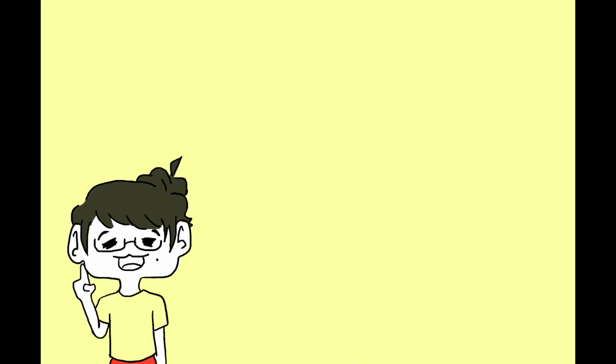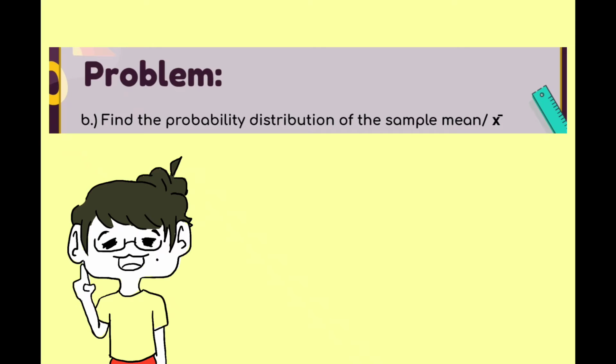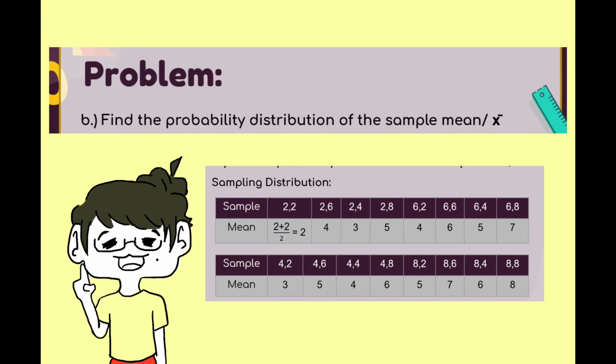Now we're done with letter A, so let's answer letter B. Here we have to find the probability distribution. But before we do that, we have to fill out the sampling distribution. This is what the sampling distribution would look like. The samples are filled out by all the possible sample sizes of 2. There are 16 samples in total. The mean below is solved by adding 2 sample size and divided by 2. Like this. We have 2 and 2 as our first sample, so we add 2 and 2 and divide it by 2. That gives us 4 over 2. And divide that and we get 2. So the mean for 2 and 2 is 2.